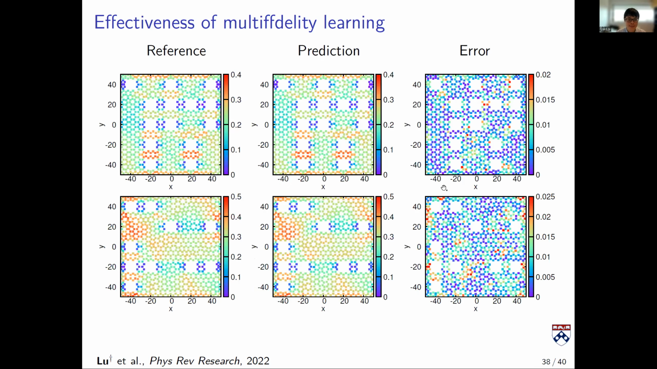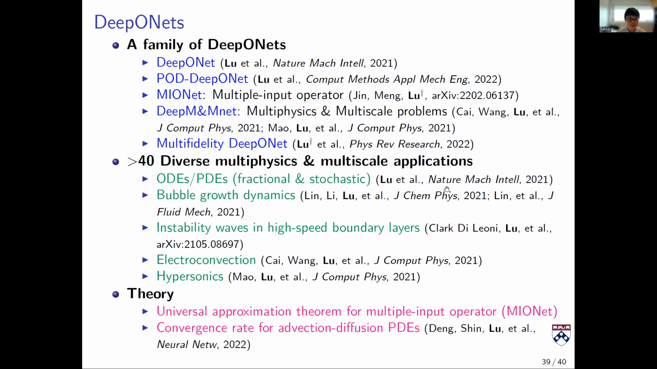And this is the prediction for new conditions or new geometries. So you can see roughly 2% accuracy. So this is the summary of what I mainly discussed today.